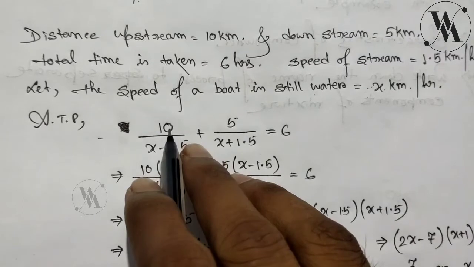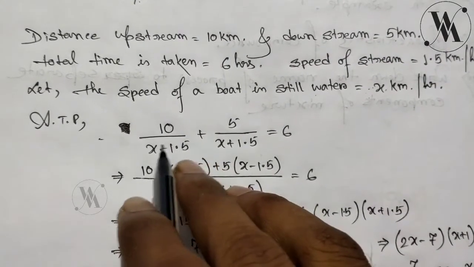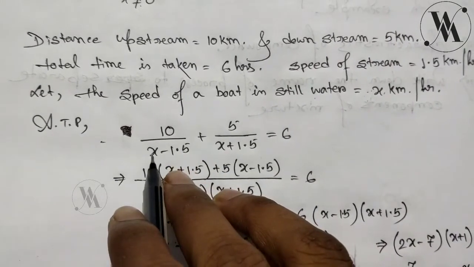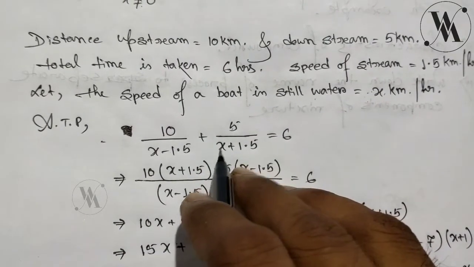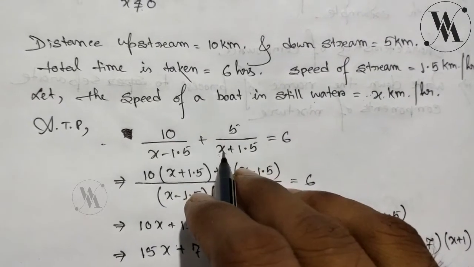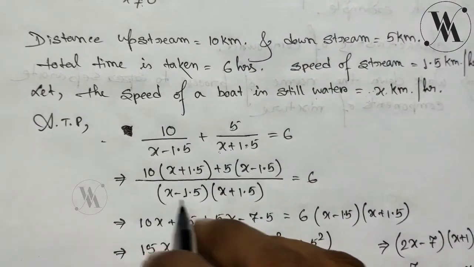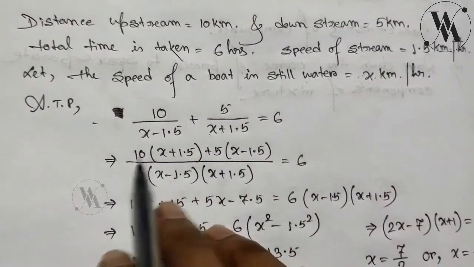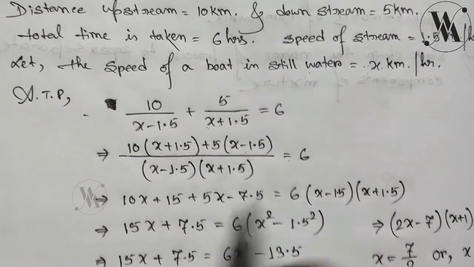So here the distance is 10, so distance by speed equals 10 by x minus 1.5, as it is upstream. For upstream, the speed of the stream is subtracted from the speed of the boat. Here the total distance is 5 kilometer, and here the speed equals x plus 1.5, as it is downstream, so the speed of the stream is added to the speed of the boat. So here after LCM, x minus 1.5 into x plus 1.5, and here 10 into x plus 1.5 plus 5 into x minus 1.5 equals 6.